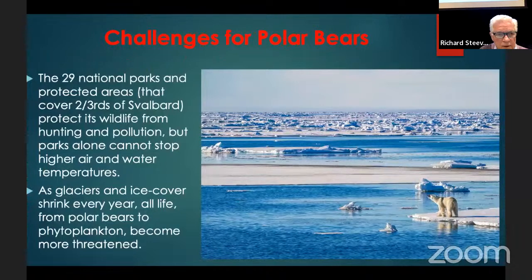And he does make the point that there are 29 national parks and protected areas that cover 2/3 of the archipelago, protect its wildlife from hunting and pollution. But of course, parks alone cannot stop higher air and water temperatures. And as the glaciers and ice cover shrink every year, all life from polar bears to phytoplankton become more threatened. And you can see the polar bear there on the lower right. World Wildlife Fund uses the polar bear as their emblem, and they try to get a lot of empathy. And if they weren't so anti-nuclear, I'd be more empathetic with them.